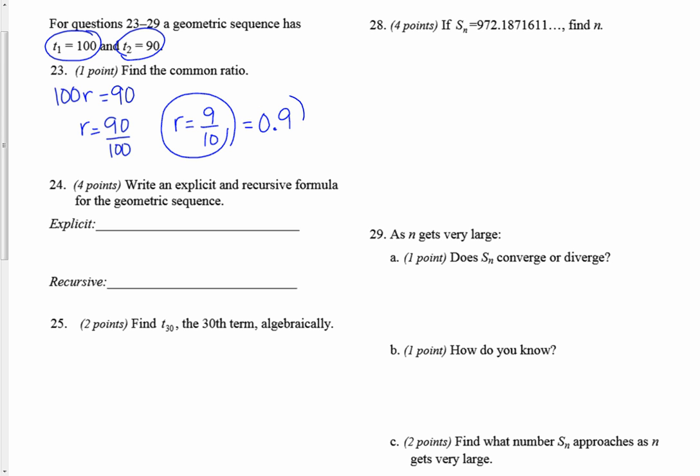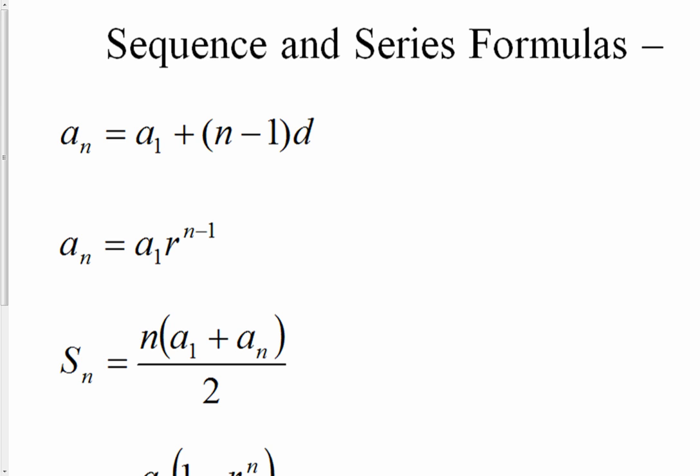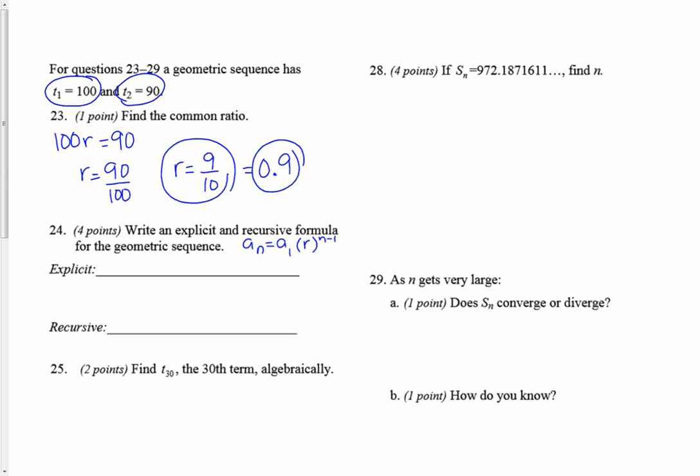Either one is fine. All right, number 24 asks us to write an explicit and a recursive formula for the geometric sequence. From our formula sheet, the formula for a geometric sequence is a sub n equals a sub 1 times r to the n minus 1. That's an explicit formula. So I start with my a sub n. I can fill in a sub 1, my first term. My first term would be 100.